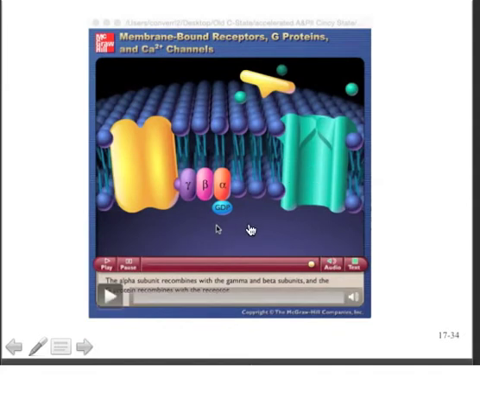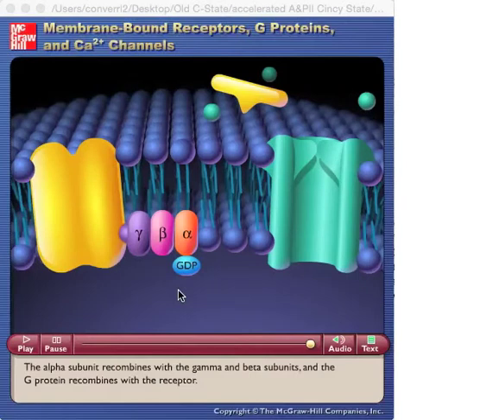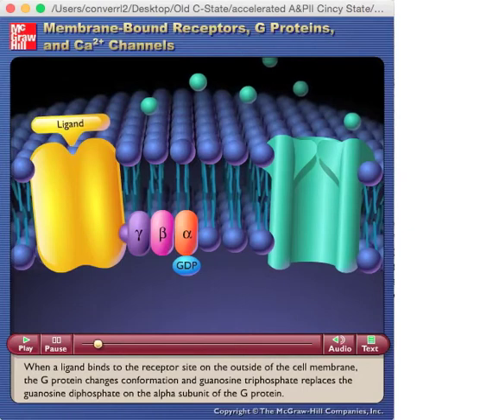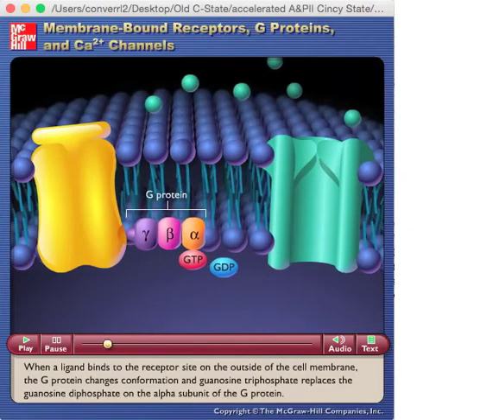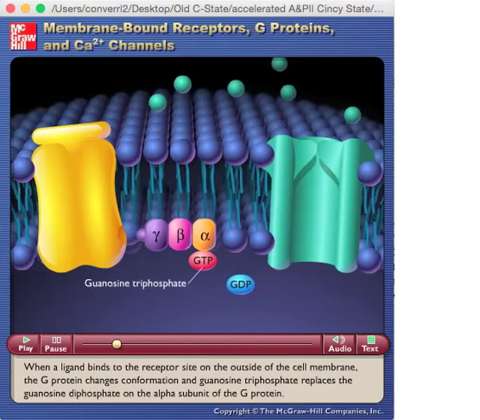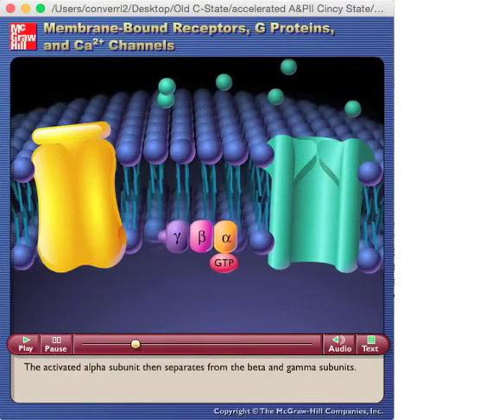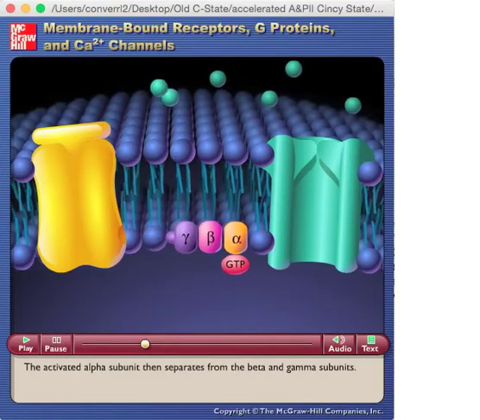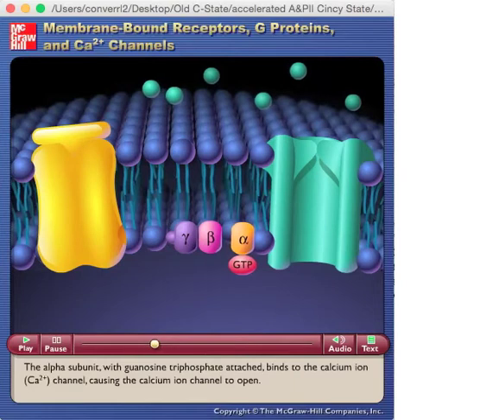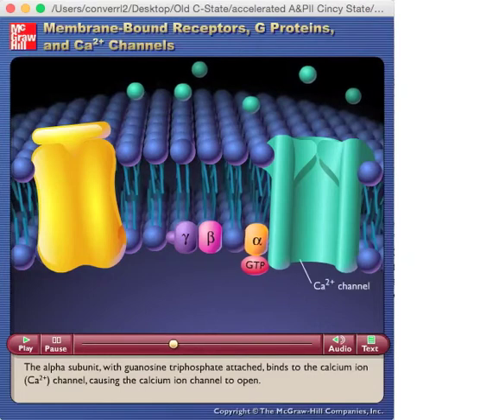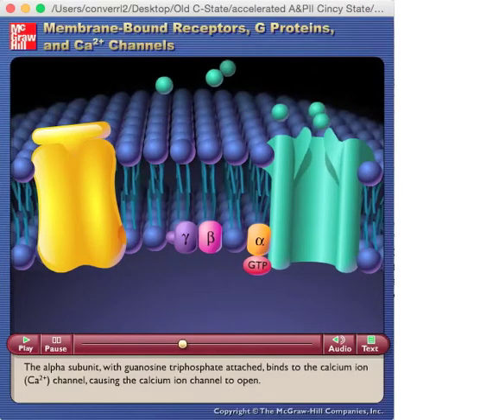And let's take a look now at how membrane-bound receptors, G proteins, and calcium channels interact. When a ligand binds to the receptor site on the outside of the cell membrane, the G protein changes conformation, and guanosine triphosphate replaces the guanosine diphosphate on the alpha subunit of the G protein. The activated alpha subunit then separates from the beta and gamma subunits. The alpha subunit, with guanosine triphosphate attached, binds to the calcium ion channel, causing the calcium ion channel to open.